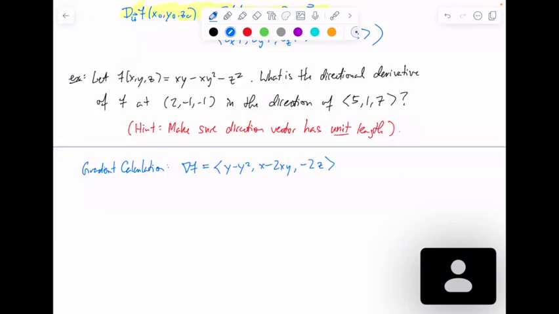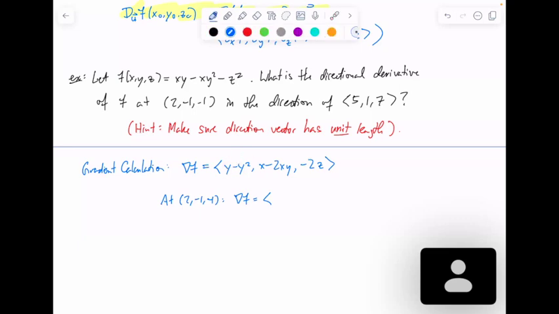Okay, now, what's this at the point 2, minus 1, minus 1? Well, the gradient at this point, we'll plug this in. So you have minus 1 in y. So you plug in minus 1 here, right?